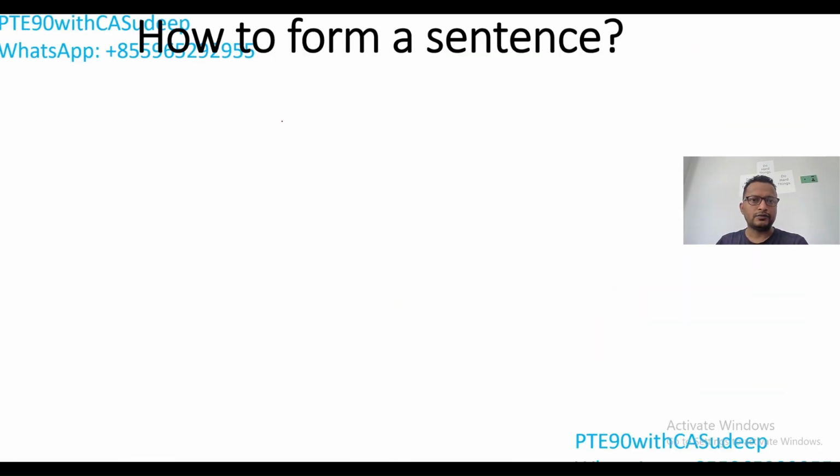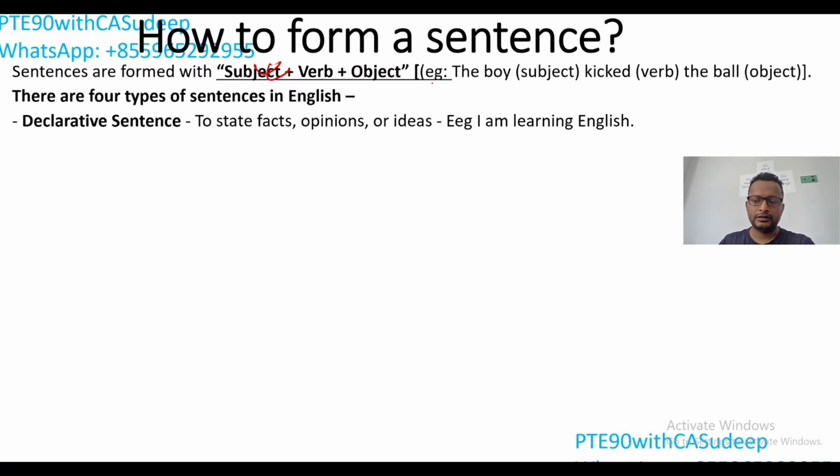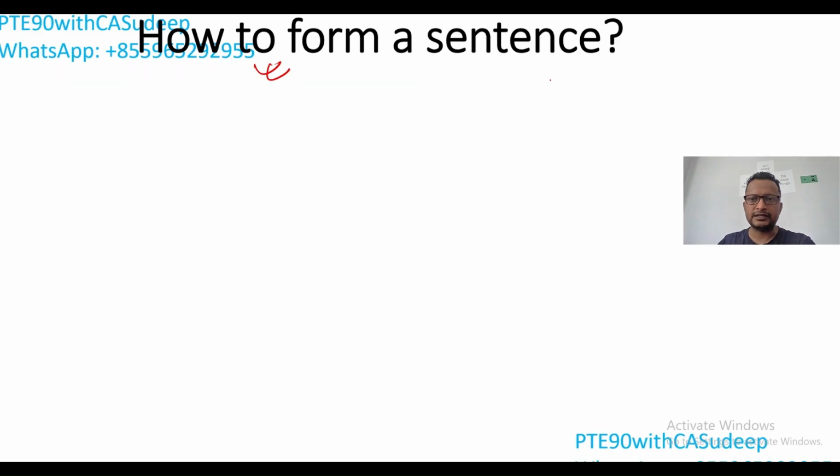So now another concept is how to form a sentence. Forming a sentence is very, very important. Why? Because you need to use these skills in writing essays, emails, summarized spoken text, and summarized written text, in all the cases, right? So let's learn how to form a sentence.